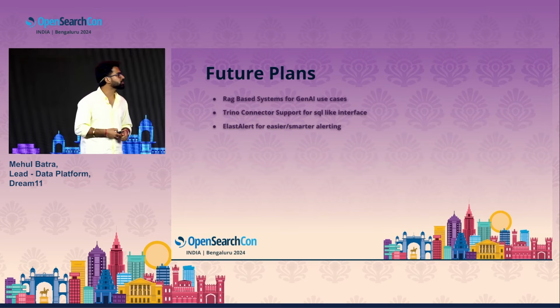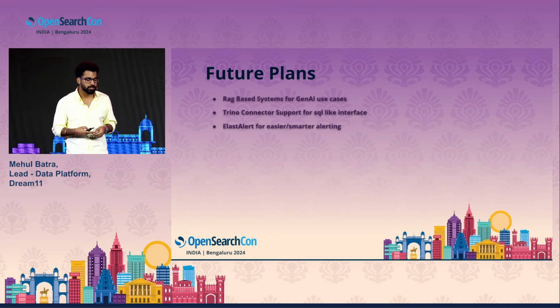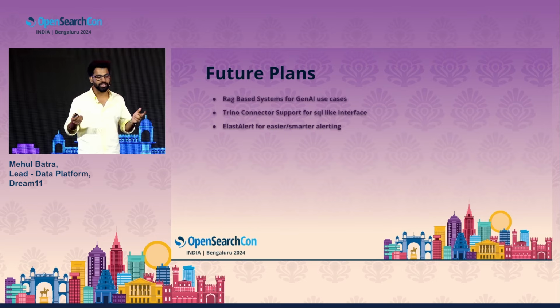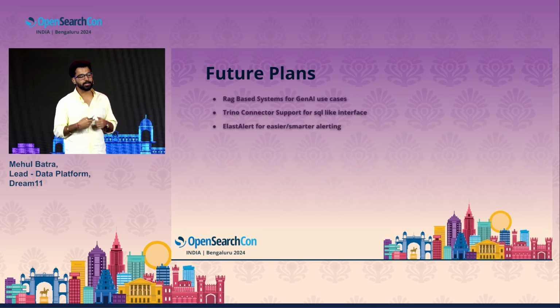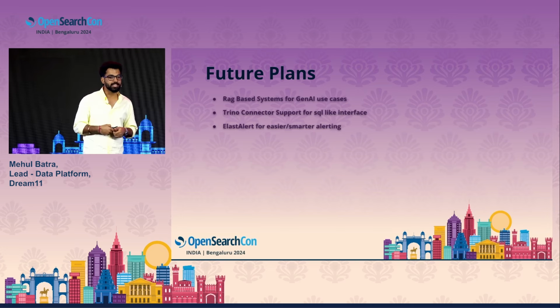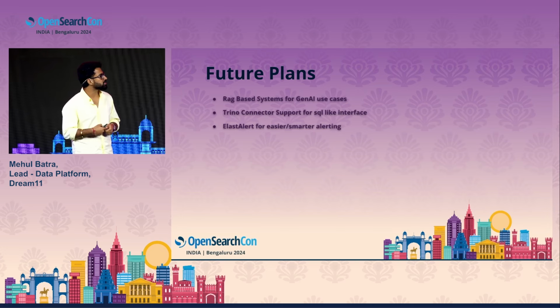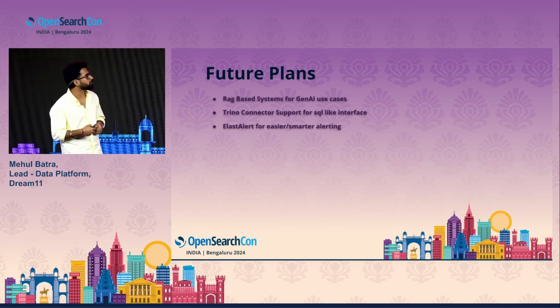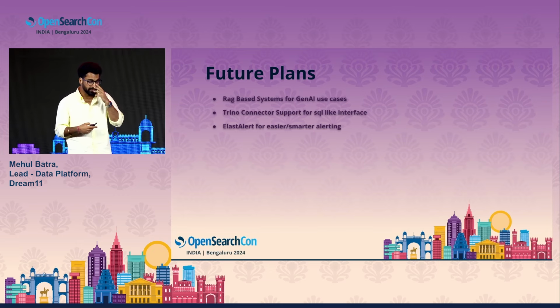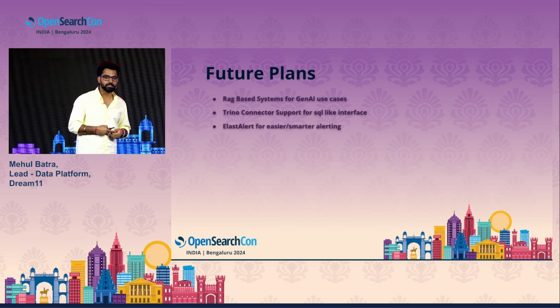To talk a bit about the future plans, there's an exciting trend going on. Everybody knows GenAI, so we are also doing a lot of POCs around GenAI. We are thinking to incorporate OpenSearch as a vector store for our GenAI use cases. We are also looking at the fact that Trino has an OpenSearch connector. We heavily use Trino as a compute layer for analytical purposes, so we are thinking to integrate the Trino connector on top of OpenSearch to give a SQL-like interface for the users.